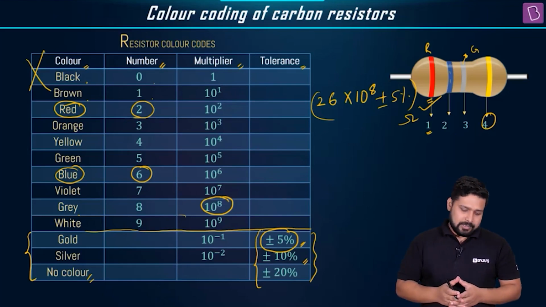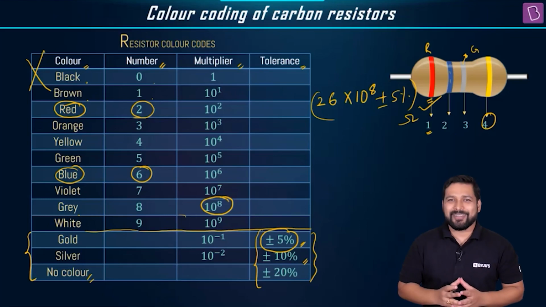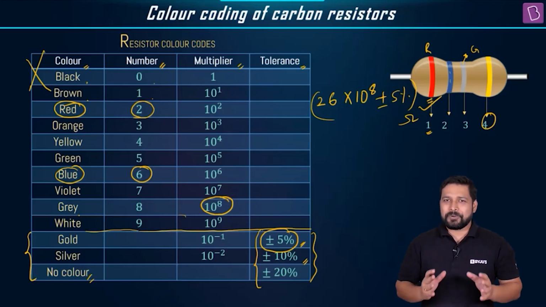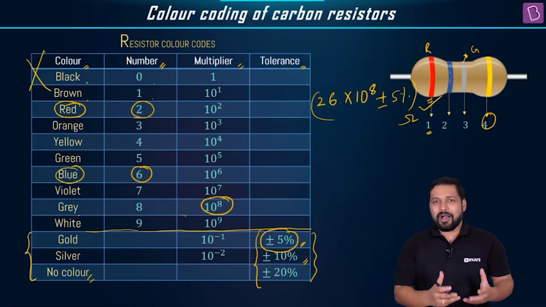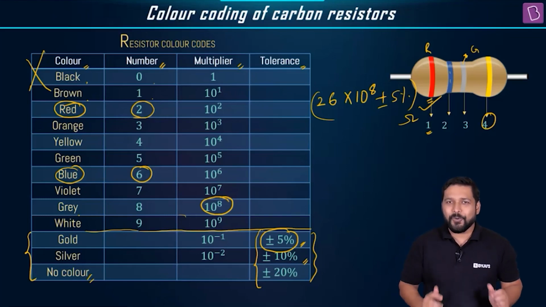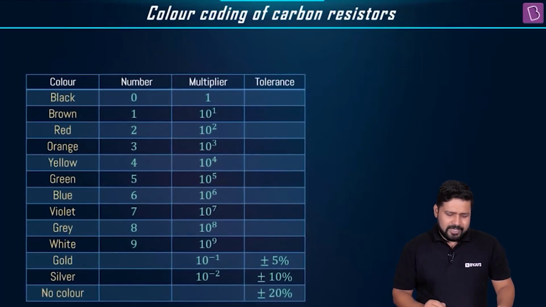Oh, this table looks quite complex. So it has colors, numbers, multiplier, tolerances. How am I going to remember all that? I'll tell you. Don't worry. Color coding of carbon resistor is going to be child's play for you. But you need to remember how you recall this table, how you make this table your own. So ready for this trick? Ready, guys? It's a very common one. But yes, you should know it at some point of time.